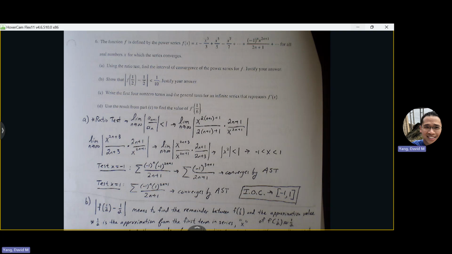So here's part B. Show that the absolute value of f(1/2) minus 1/2 is less than 1/10. So anytime we see this notation, hopefully we're kind of understanding, okay, there's going to be some sort of error bound, right? We have to decide, okay, is it the Lagrange or is it alternating series error bound? And we look at our series here. This is an alternating series that converges. So we know we might be talking about AST, which is the strategy there is looking for the first unused term to determine what the error bound is.